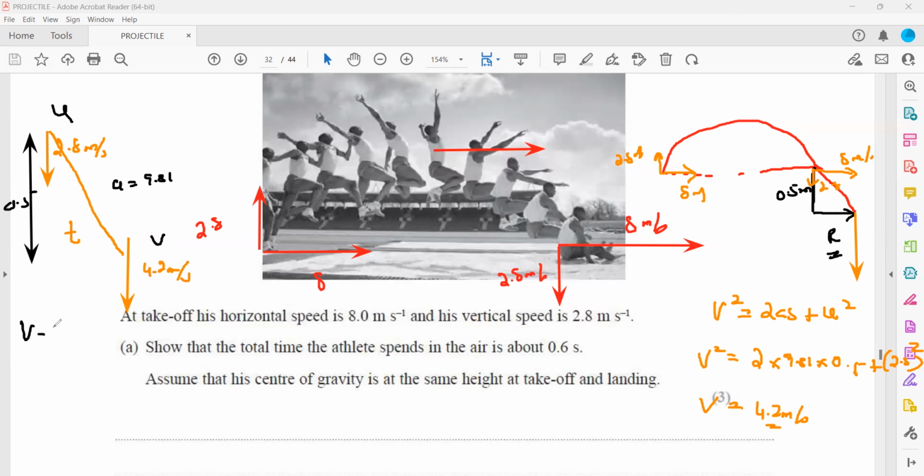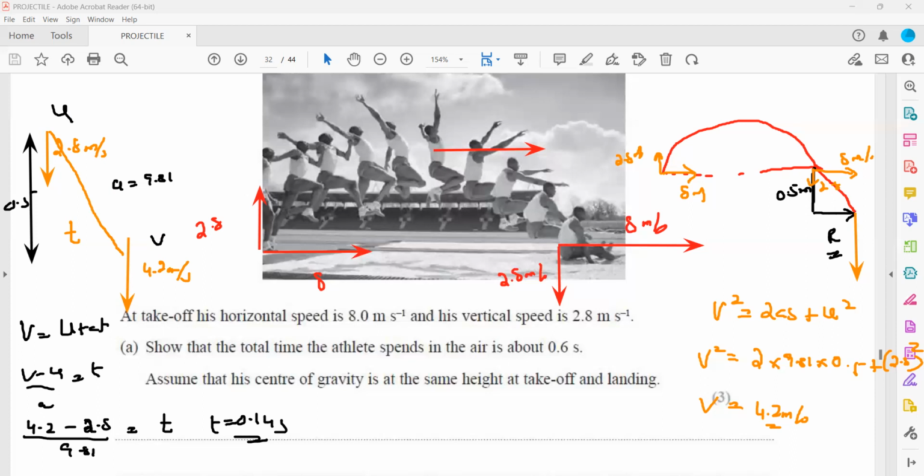So v is equal to u plus at, or if I need time, it is (v minus u) divided by a is equal to t, where v is the final speed, 4.2, u is the initial speed, 2.8, and acceleration is due to gravity, 9.8. This will give us how much time it will take to fall this 0.5 meter or 50 centimeters.